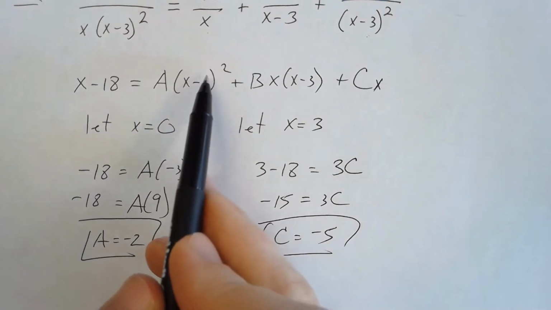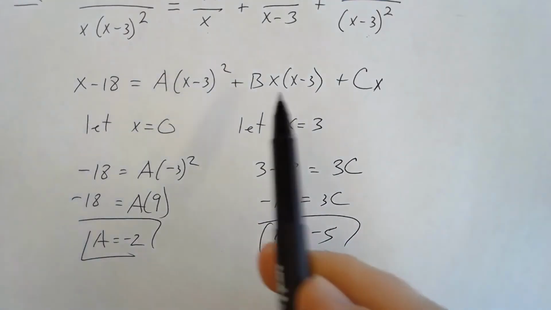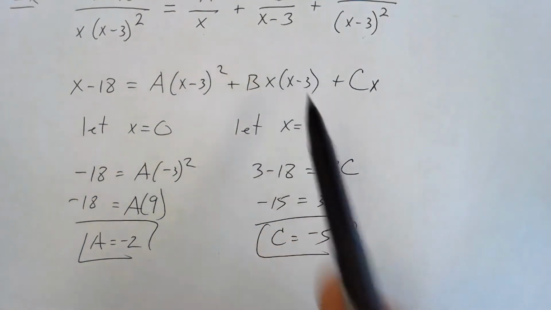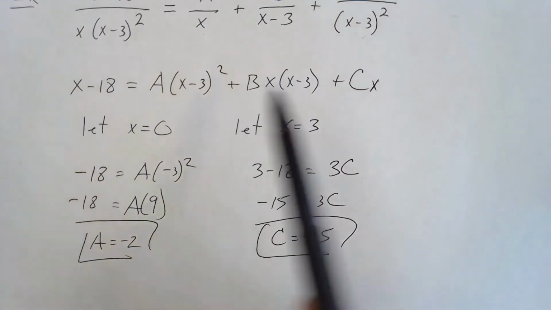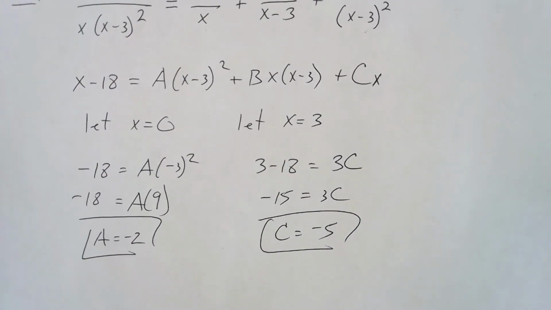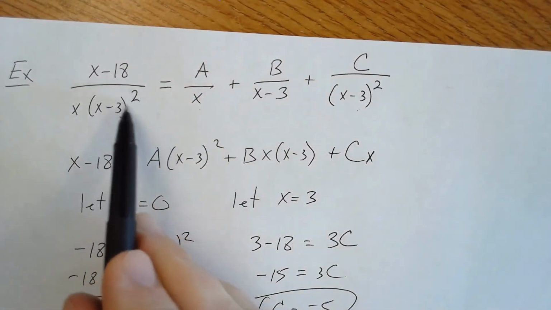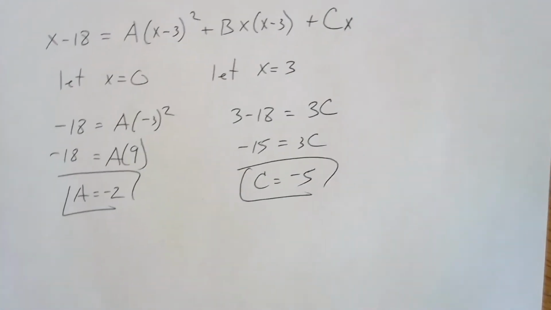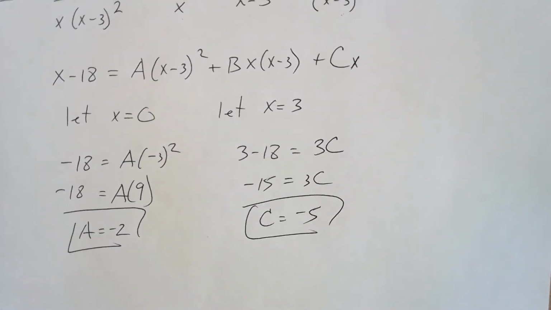I'm picking a number such that this factor goes to 0, and that makes this factor also go to 0. And then I'm going to pick a number such that this factor goes to 0, and that makes this factor go to 0. Now, we have a problem. There's no more specialized factors for me to pick. This is going to happen every single time you're looking at repeated factors. If I look at a repeated factor such that I have a power of 2 or a power of 3 or a power of 4, I'm going to have to do some little magical finagling work.